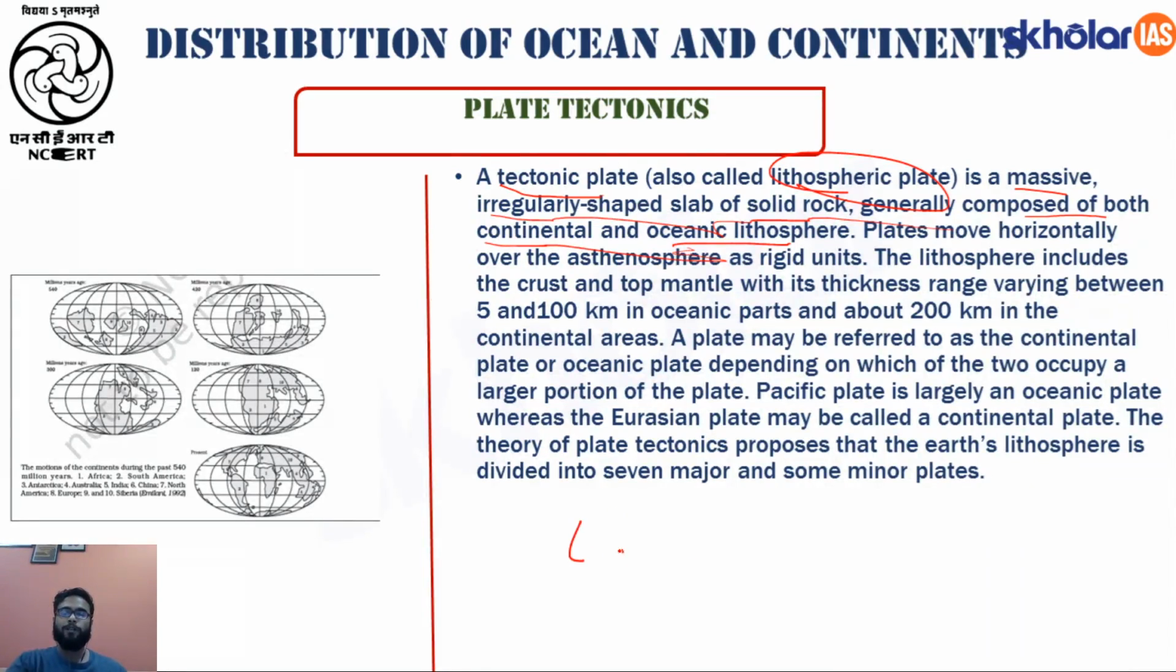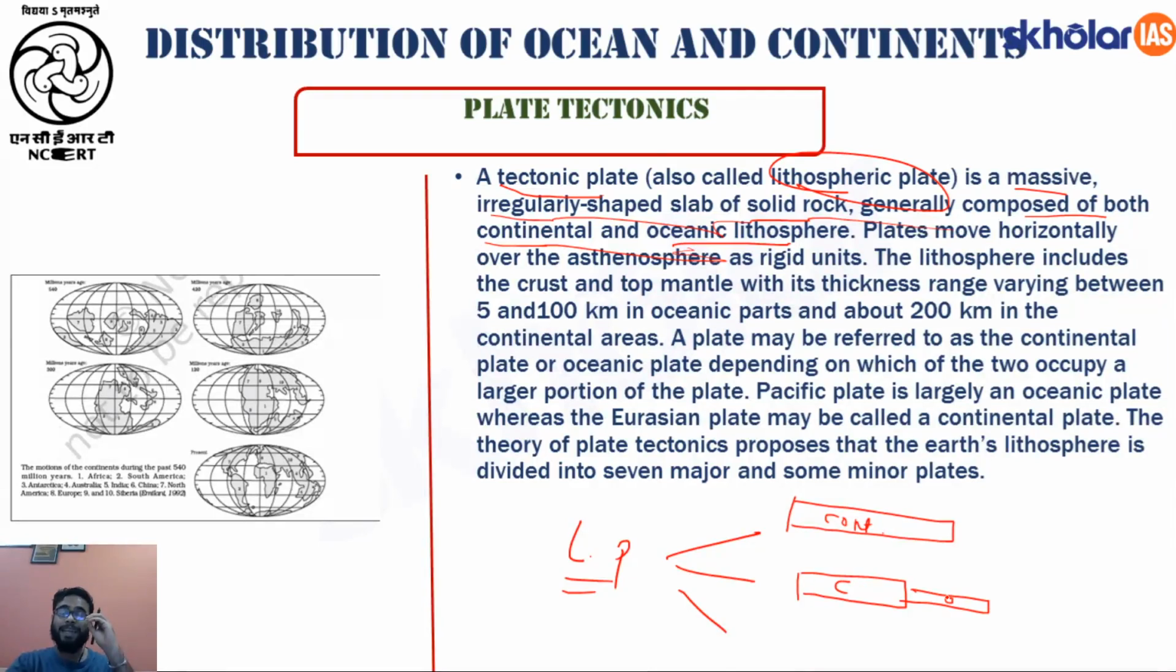This lithospheric plate can be categorized into three different groups. Firstly, it is totally made up of a continent. Then it is a mixture of both continent as well as ocean. Ocean I have shown as thinner because it is thin compared to the continent. Or it can also be totally made up of oceans, right?